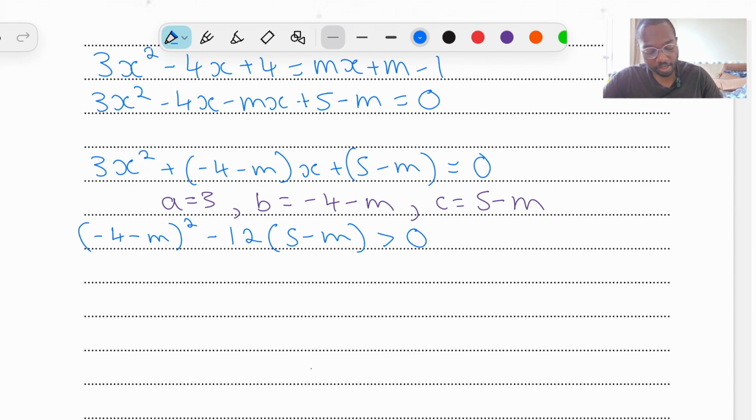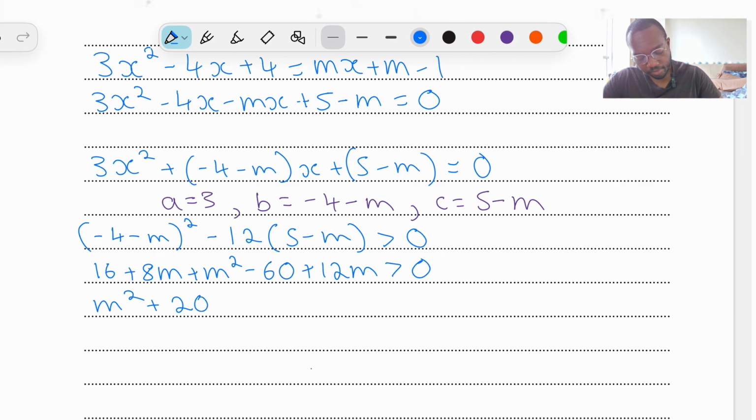So what do we get here? We get a positive 16, we get 4m plus 4m, so an 8m, then minus m times minus m, so that's a positive m squared. Then we get 12 times 5, so minus 60, and then a positive 12m, and that must be greater than 0. So if I rewrite this, we would have m squared plus 20m, and then we would have minus 44, and this must be greater than 0.